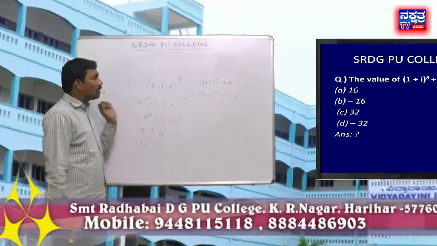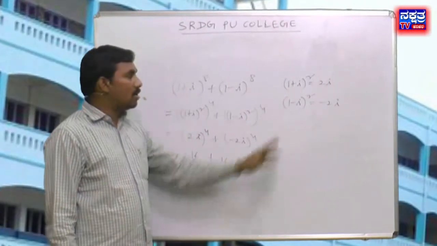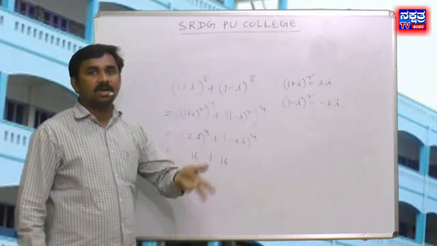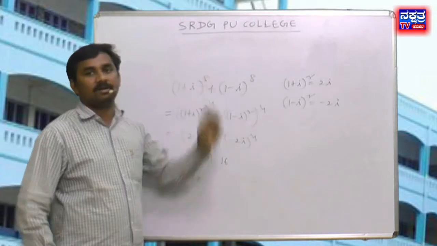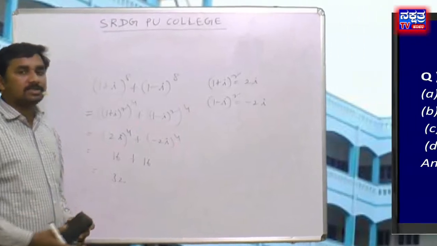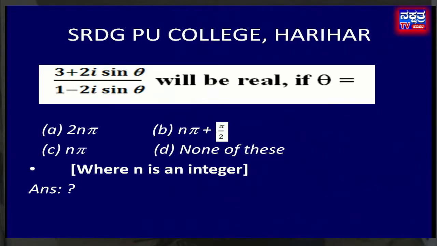So what we have to observe here, directly we have to remember (1 plus i) whole square is 2i and (1 minus i) whole square is minus 2i. Then we can solve any question of any power simply. Okay, very good. Next we will move to the next question. Watch the monitor.